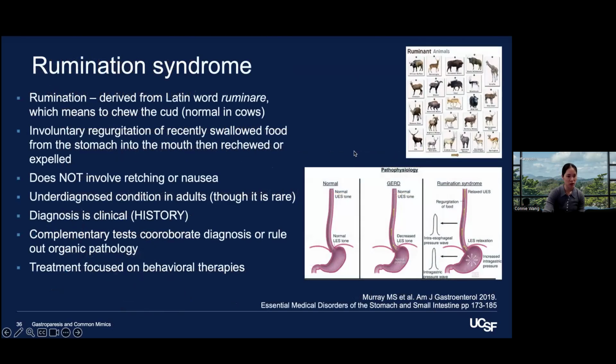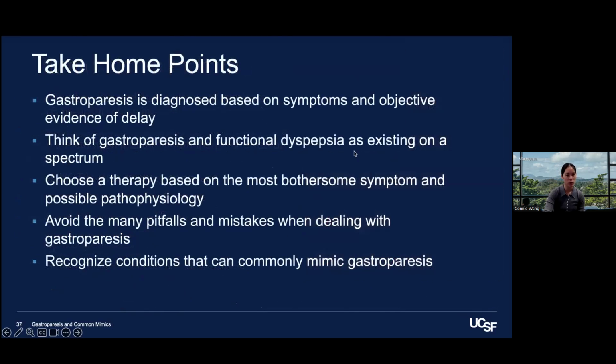Unfortunately, I don't think I have time to talk about rumination syndrome, but just to end with some take-home points here. I hope that I've covered how to make a diagnosis of gastroparesis and really highlighted the importance of considering both the appropriate symptomatology, so having those cardinal symptoms, as well as some sort of objective measure or evidence of delayed gastric emptying.